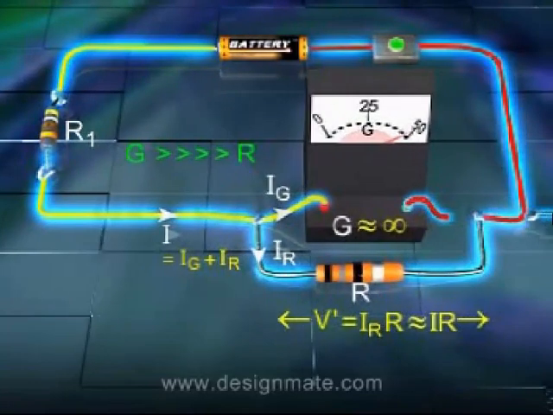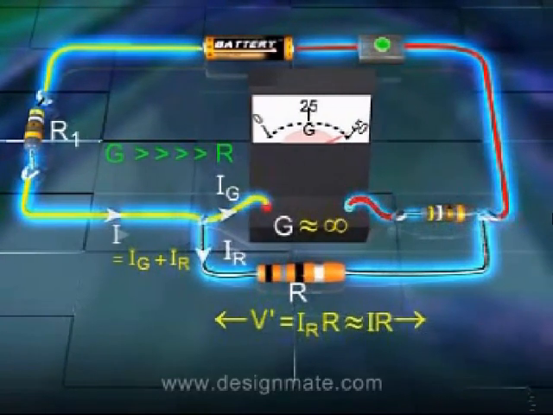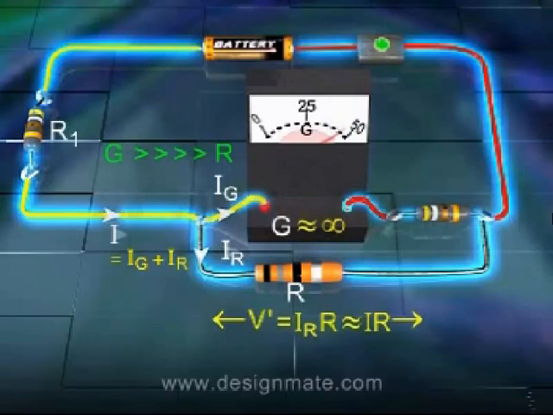Thus, to convert a galvanometer to a voltmeter, one connects a resistance of large value in series with it. Further, because of this large resistance, very little current flows through the galvanometer, so that there is no risk of damaging it.